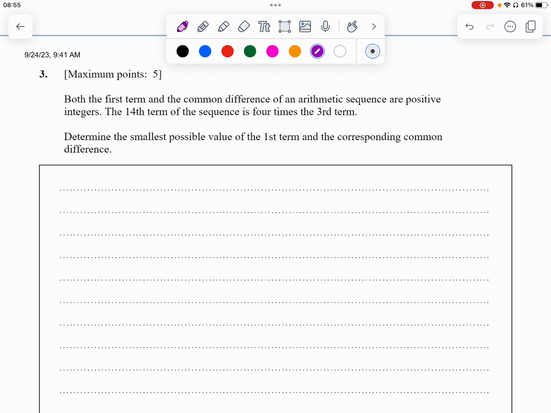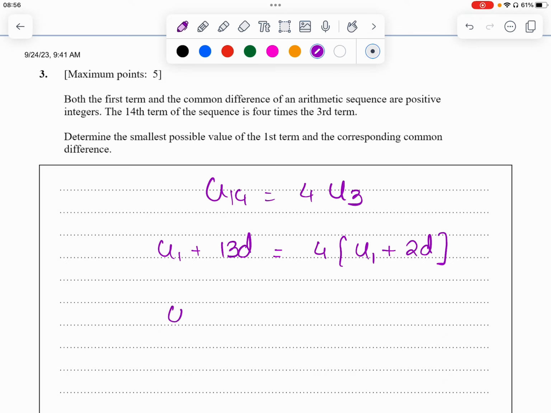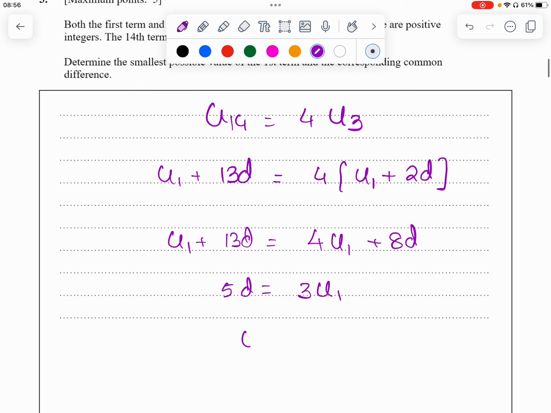Question number 3. Both the first term and the common difference of an arithmetic sequence are positive integers. The 14th term of the sequence is 4 times the third term. So the 14th term, U1 plus 13D, is 4 times the third term, U1 plus 2D. So what do I get from there? U1 plus 13D equals 4U1 plus 8D. So 5D equals 3U1. So U1 equals 5D upon 3.